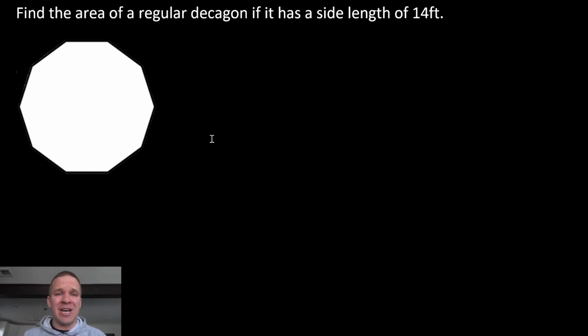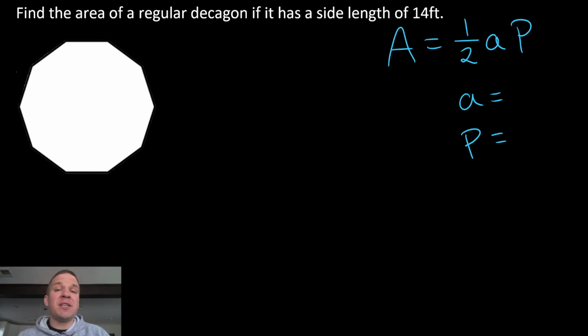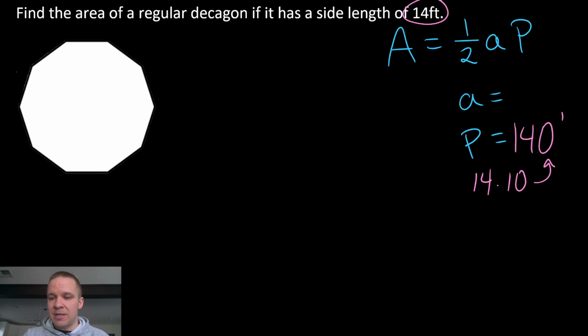First thing I'm going to do, let's jot down our formula. Area is equal to 1/2 multiplied by my apothem times my perimeter. Now I can actually find out my perimeter pretty easily right here. Since I have a side length of 14 feet and there's 10 sides, my perimeter is just going to be 140 feet, right? 14 times the 10 sides gives me that 140 feet. Okay, so we already got one thing. I need my apothem now.